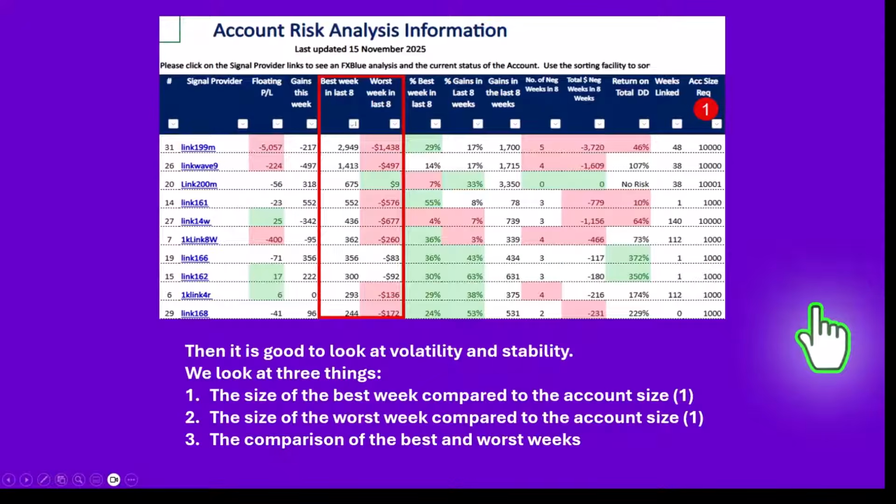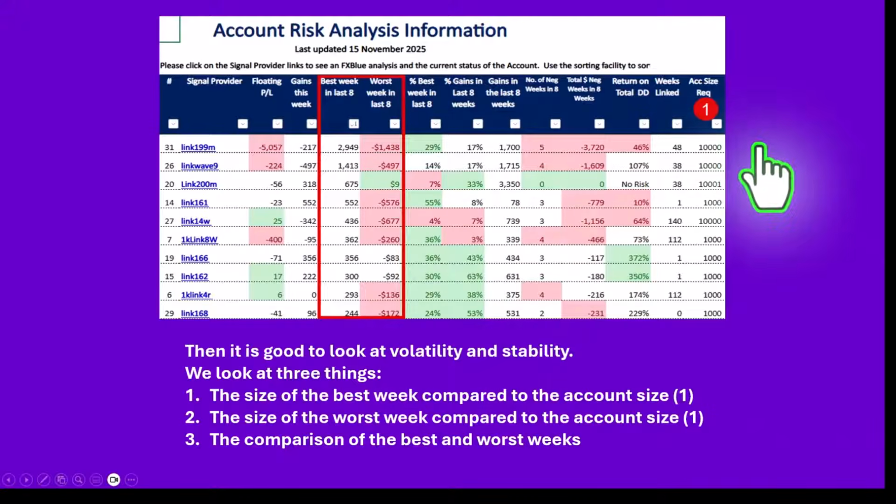Okay, then next what we look at is volatility and stability. We look at 3 things: the size of the best week compared to the account size, the size of the worst week compared to the account size, and then we compare the best and worst week. So firstly, let's have a look at that top one there. The account size used is $10,000. The best week was a gain of 29%, and the worst week was a loss of 14%.